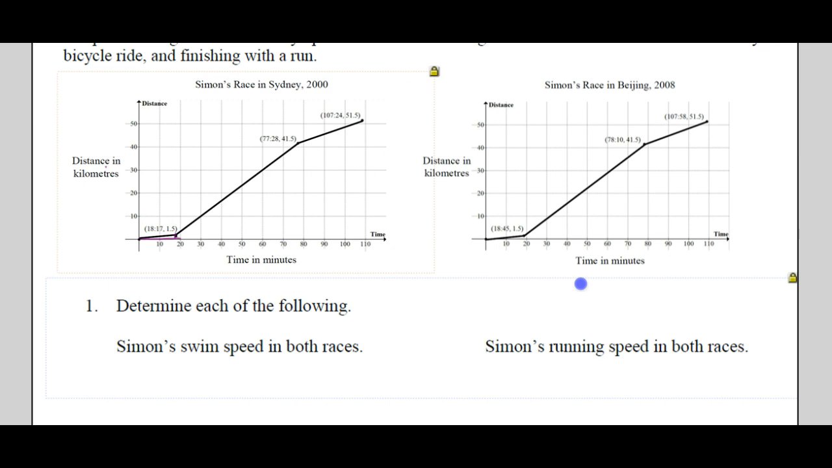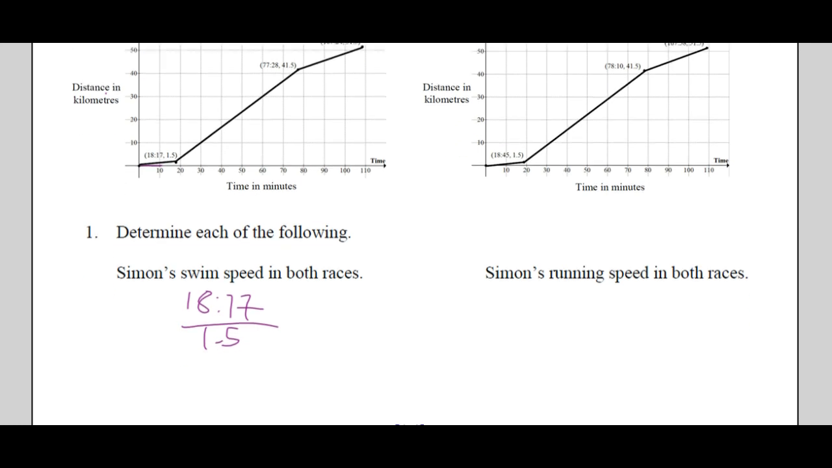You could see that it took 18 minutes and 17 seconds to go 1.5. Oh no, that's the distance, and the time is the other one. So I got these wrong. So the rate is distance, the y value, which is 1.5 kilometers, divided by 18 minutes, 17 seconds. Okay?